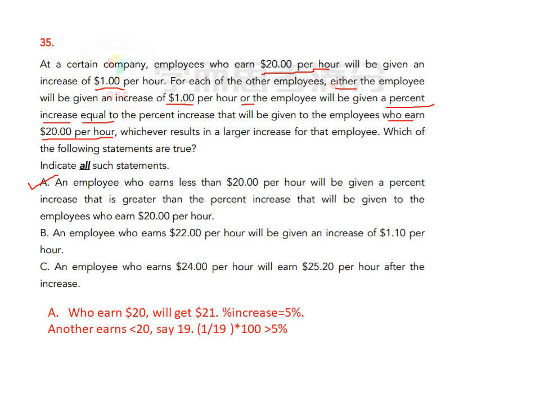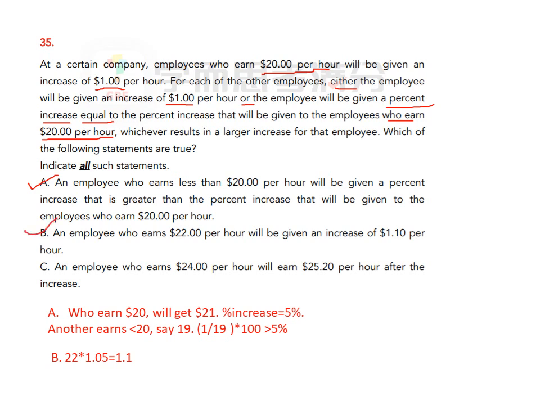An employee who earns $22 per hour will be given an increase of $1.1 per hour. Okay, is it so? Let's see. 22 multiplied by 1.05 will be equal to 1.1. Okay, how do you know it's 1.05? Because the increase is 5%, right? So 1.05 multiplied by 22 equal to 1.1 per hour. So option B is also correct.